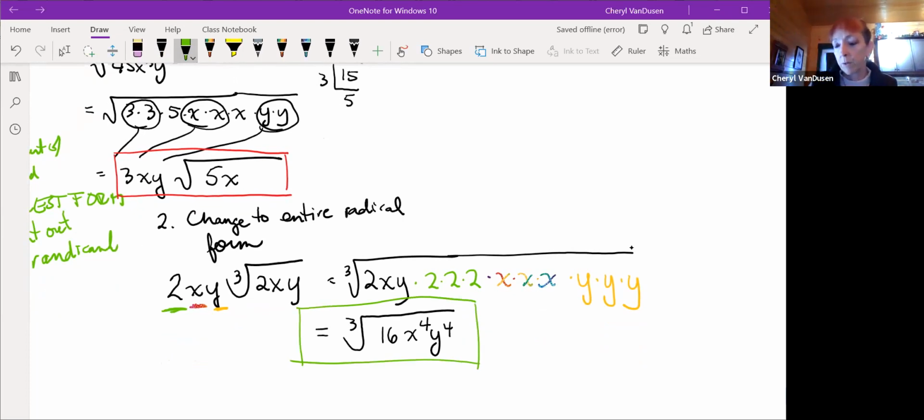Okay, and again, if we're working with higher orders, all you do is put that number of items back inside. So if it's a 4th root, you've got something outside, you put it in 4 times. If it's a 5th root, something outside, you put it in 5 times. Okay, so that's the idea of moving from entire radicals to mixed radicals. Again, I'll pause for a moment, see if there's any questions.